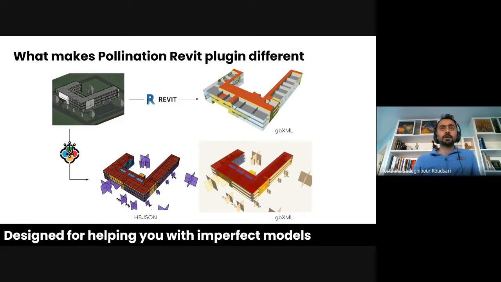So what makes the Pollination plugin different from the other solutions? The first thing, as I say, is that it's designed for helping you with imperfect models. The idea is the model that you get is not perfect.